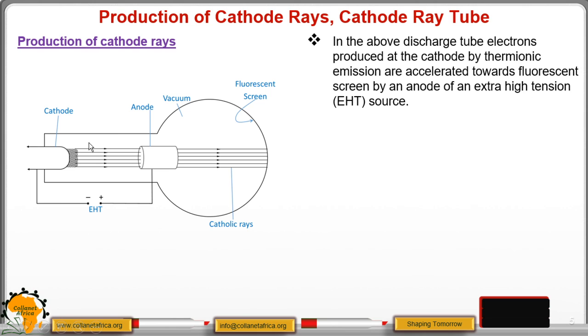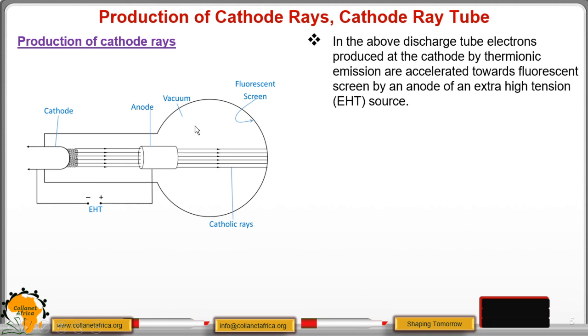And the electrons that are emitted here will be attracted by the anode, because the two have what we call a potential difference between them. As you can see, we have an extra high tension source that is being supplied here. So between the anode and the cathode, we have a very high potential difference. That is why the electrons that are emitted here are attracted by the anode.